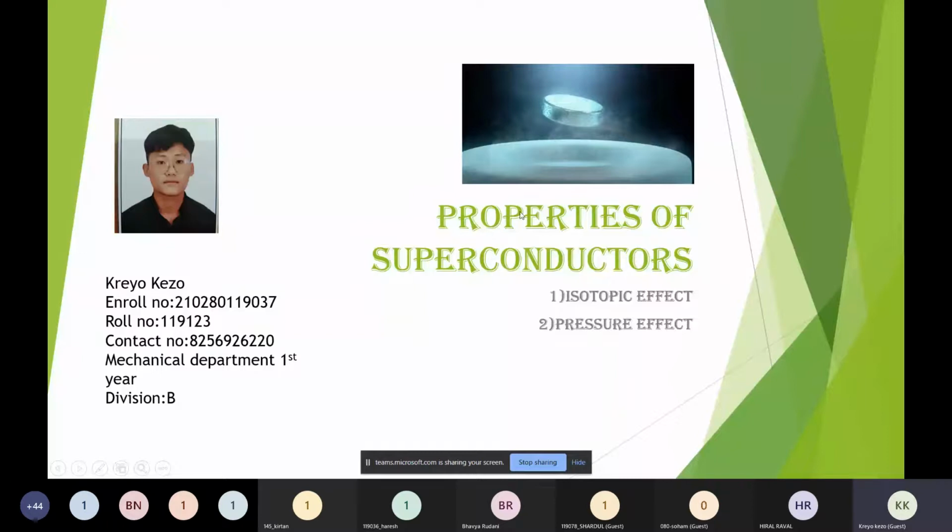My name is Kreyo Kezo, a student of Mechanical Department, and today I'll be giving the presentation. I thank our madam for giving me this opportunity. So to start with this presentation, let me introduce the topics I'll be going through today, which is taken from the chapter materials of the physics textbook. I'll be covering superconductors, namely the isotopic effect.